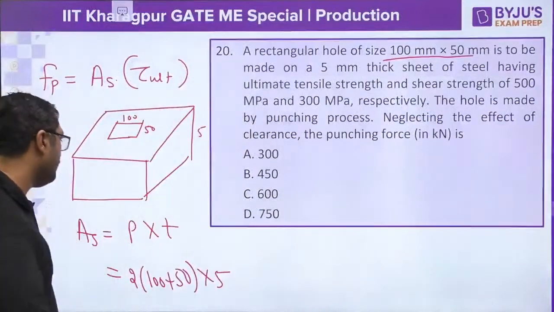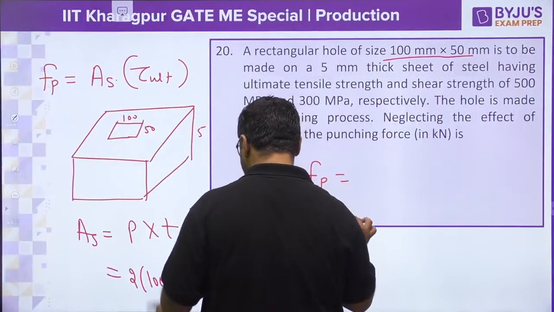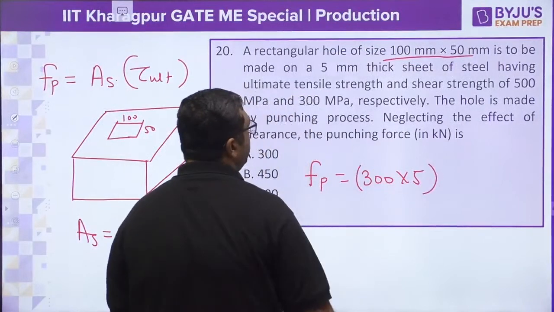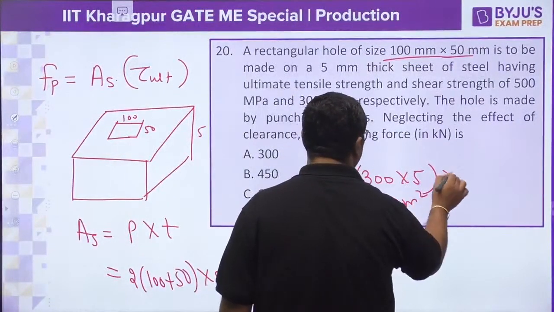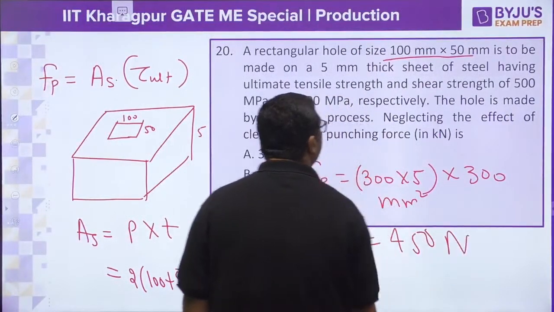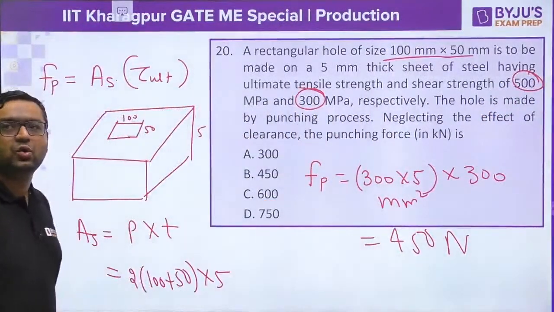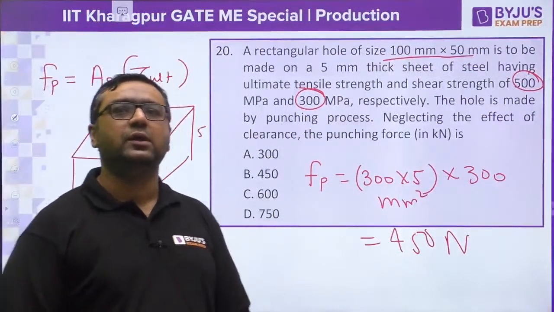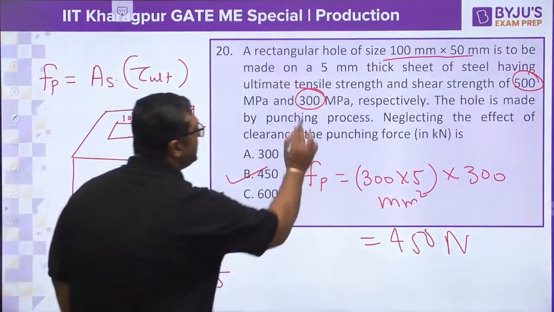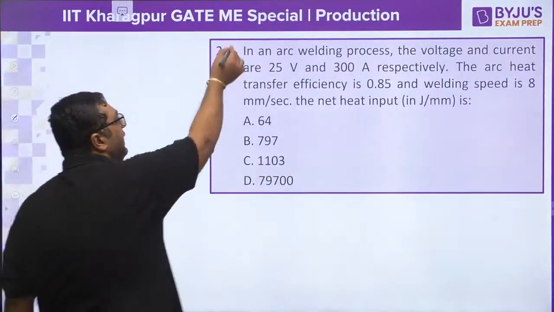Yes, answer is 450 guys. So you will find out the punching force. Shear area is 300 into 5, it is in mm square, into 300, 450 kilonewton. Dear, 500 is the tensile strength, you need to use the shear strength. So that's why you are getting wrong answer, Baldev. So answer will be B but not D. We need to use the shear strength, na? Operation is shear.